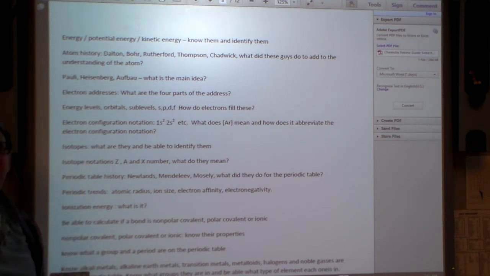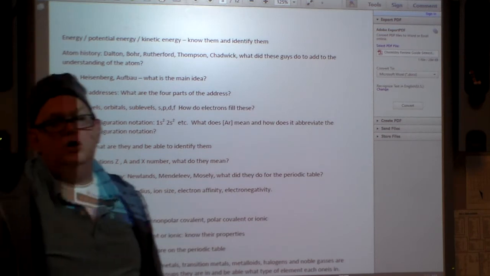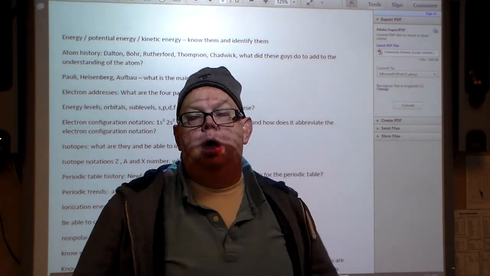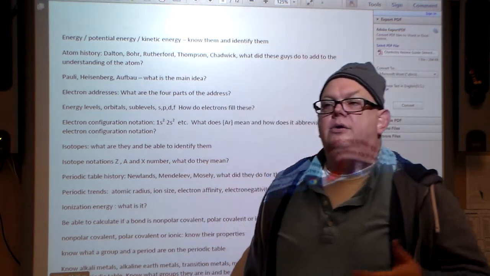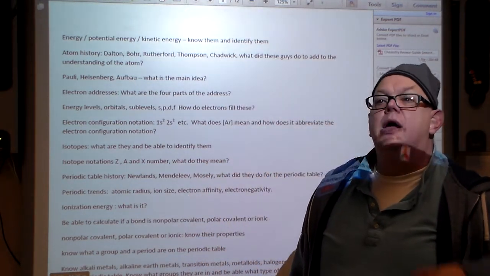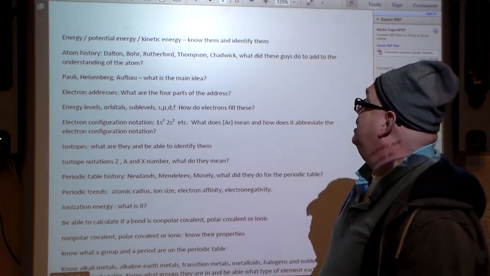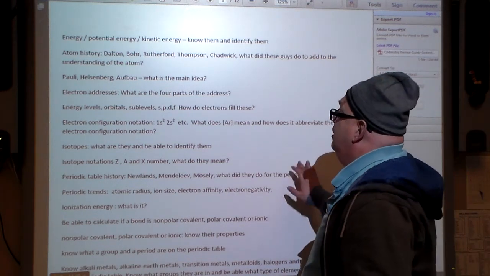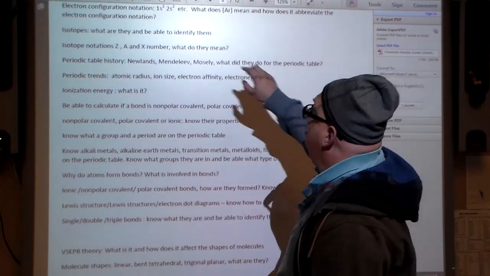Energy, potential and kinetic. Potential is stored up energy. Energy ready to go, but it's not active. Kinetic energy is active energy, running around. A ball dropping off a cliff. Something being lit on fire. If you got a piece of paper and you light it on fire, you got some kinetic energy happening here. Okay, I'm just rapidly going through here.